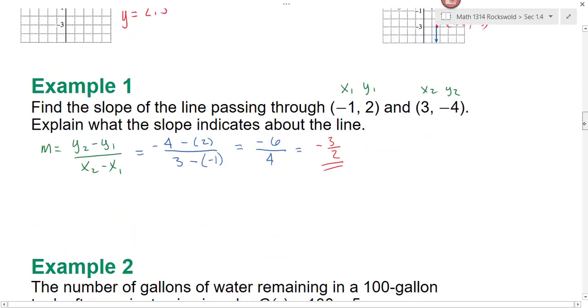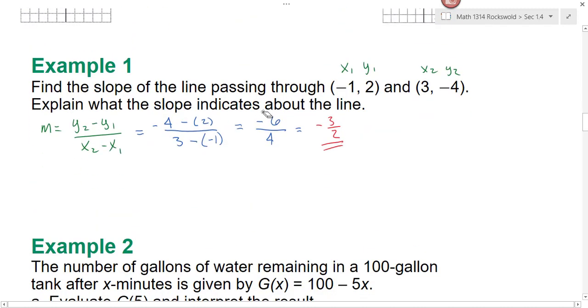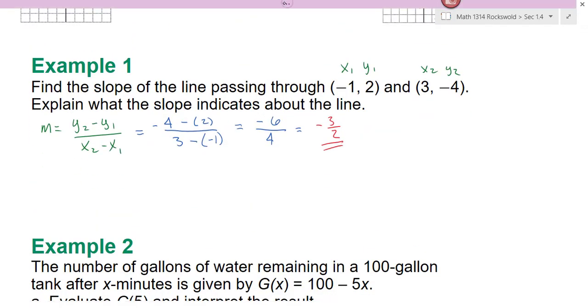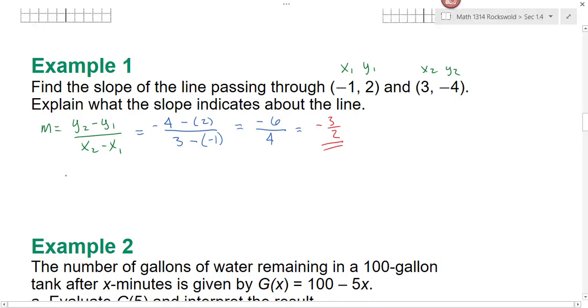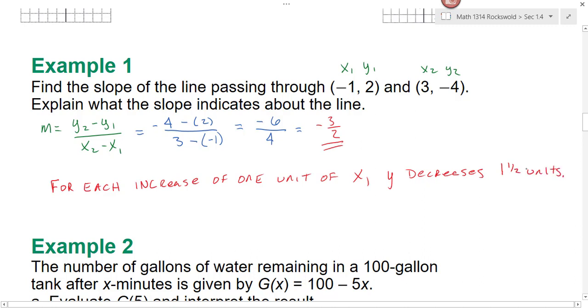Next, you know what we didn't do? We didn't explain what this slope indicates about the line. What does this slope indicate about the line? For each increase of 1 unit of x, y decreases 1.5 units, because 3 halves is 1.5, right?